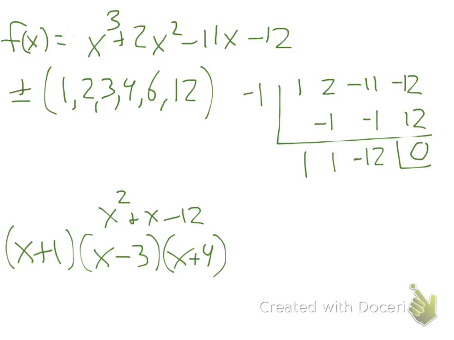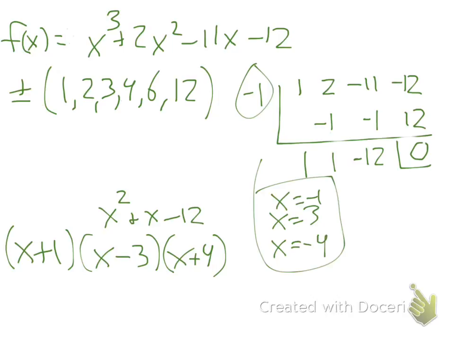But what are the zeros? Negative 1 is one of them. What does the middle one equal? What is this x value? What value would x minus 3 give me? 3. So x equals 3, and the last one is x equals negative 4. And that's what you have to do. State all 3 answers.